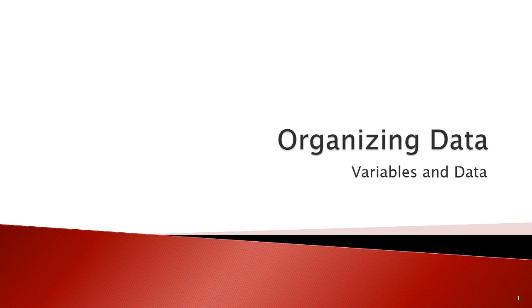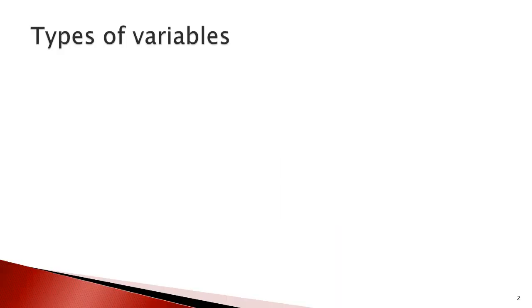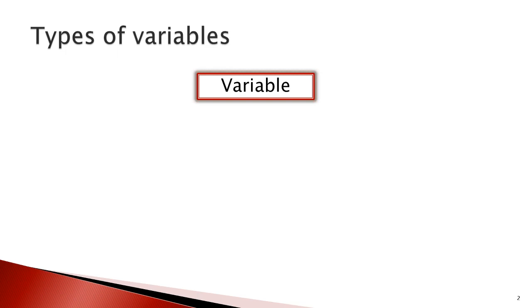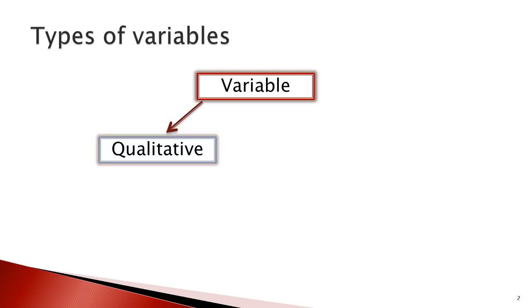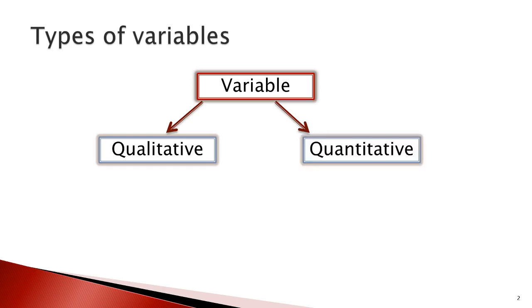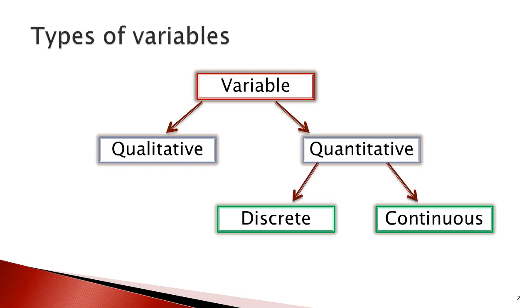Okay, let's move on to the first lesson. There are a few types of variables. The variable can be divided into two groups, qualitative and quantitative. And the quantitative variables can again be divided into two groups, the discrete and the continuous. This is the graph of how variables are divided into qualitative and quantitative, and the quantitative variable divides into discrete and continuous. And let's see what a variable means by its definition.